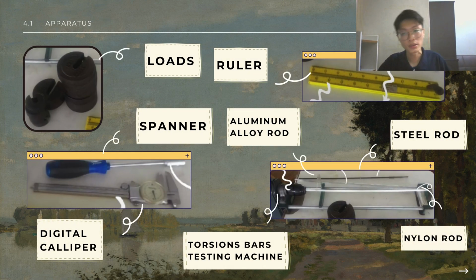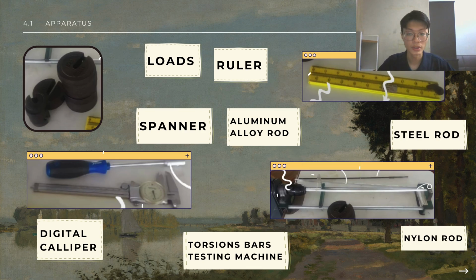In this experiment, the apparatus that we used were different weights, a ruler, a spanner, a digital calculator, a torsion bar testing machine, and three different materials of rods. They are an aluminum alloy rod, a steel rod, and a nylon rod.